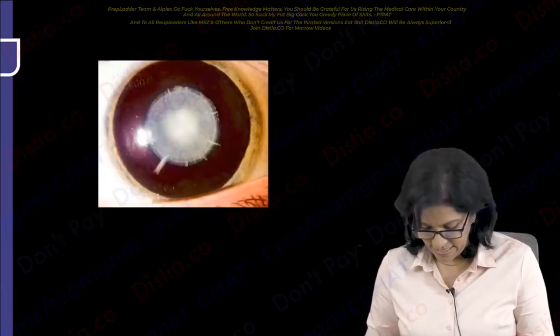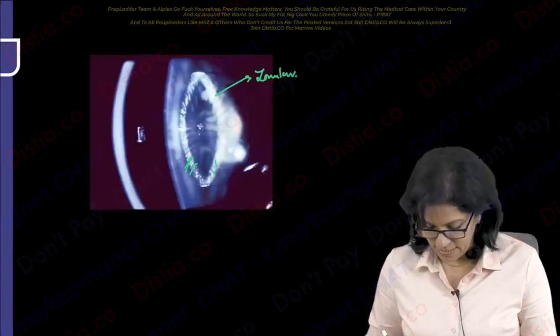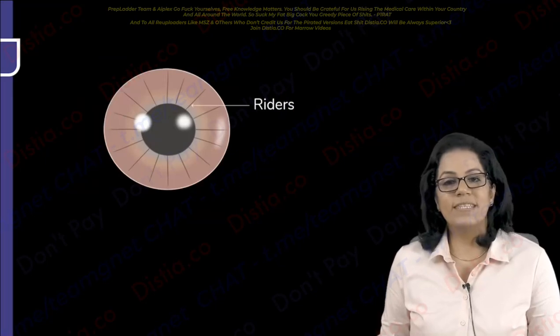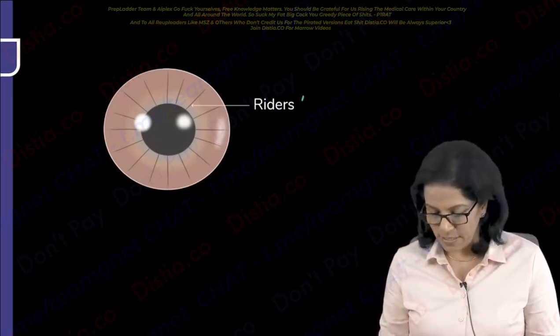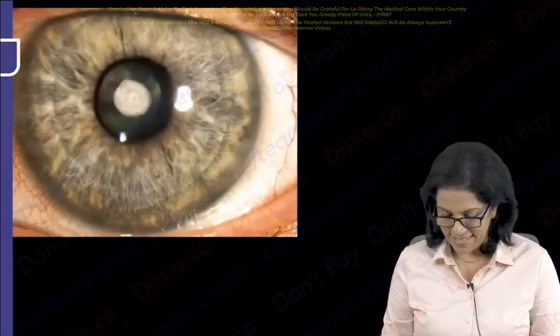And can you see these lines? These are riders. Here again, can you see these? These are riders. Right, all of you? So these are just additional spoke-like opacities which are called riders. Okay, so this becomes a polar cataract.